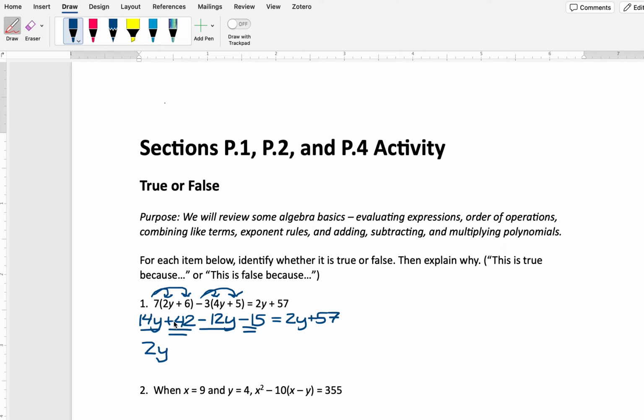And remember, we're combining these things here. We're not moving across the equal sign. So I'm just going to do 42 minus 15 to combine them. 42 minus 15, that's going to be 27. So this is 2y plus 27 on this side. Now when I compare it to my right side of the equation, I can see that the two y's are the same, but the number that's added is not the same. One side has 27, one side has 57, so it's going to have more. And so this is going to be false because they are not equal.